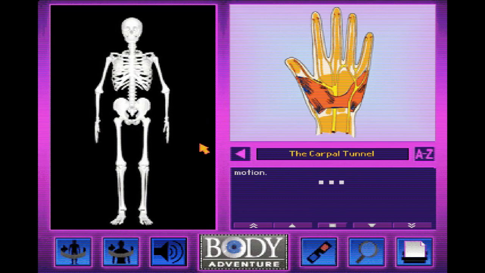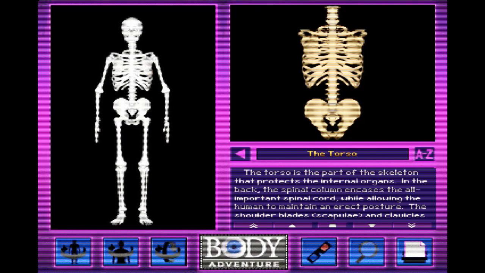Right on. Let's see what else we have. Let's learn about the ribs. Where'd the music go? The torso.